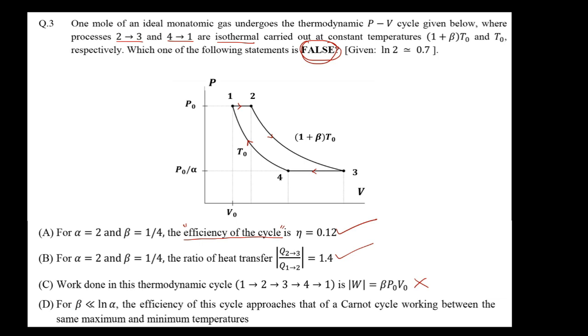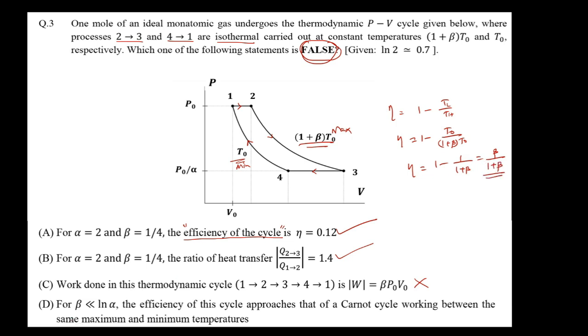Now let us check: when beta is far less than ln alpha, the efficiency of this cycle is that of a Carnot cycle working between the same maximum and minimum temperatures. See, this is the maximum temperature and this is the minimum temperature, that is the meaning. Then what is the efficiency of a Carnot engine? 1 minus T lower by T higher, or else you can write T sink by T source. So 1 minus T naught by 1 plus beta T naught. Then for the Carnot cycle, efficiency goes to 1 minus 1 by 1 plus beta, which is beta by 1 plus beta. This is the efficiency of the Carnot cycle.